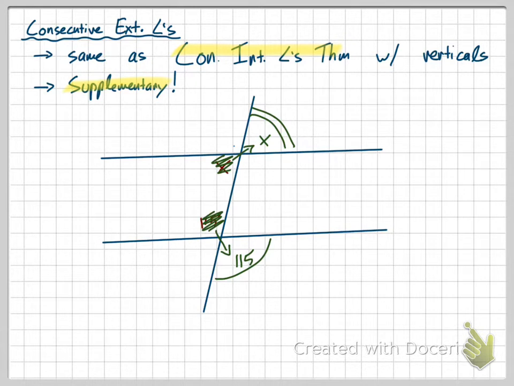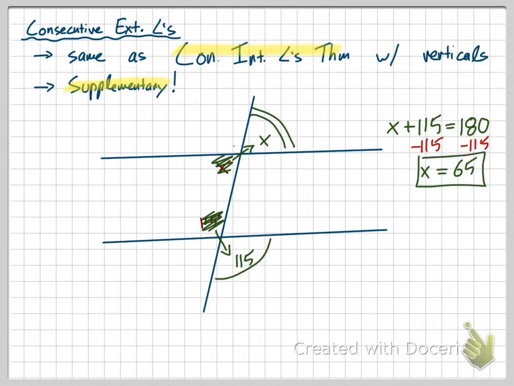So just I'll show some quick work to solve for X. We know that X plus the 115 is equal to 180. And through some Math 1 solving, we will know that X is 65. So those are consecutive exterior, very similar to consecutive interior.